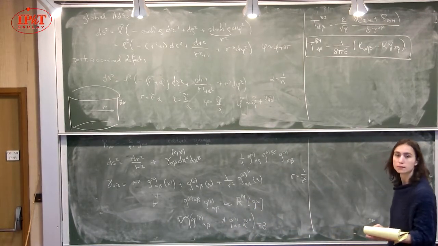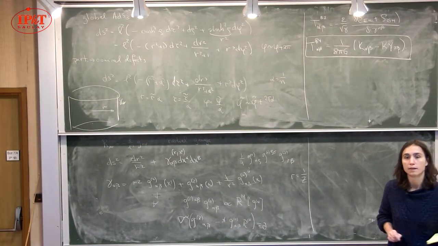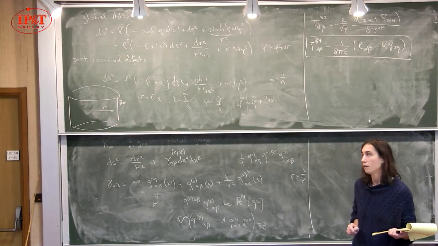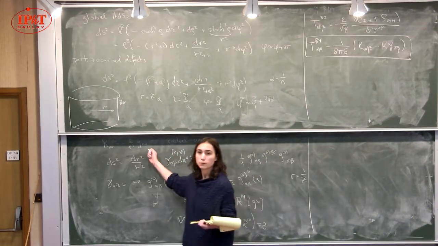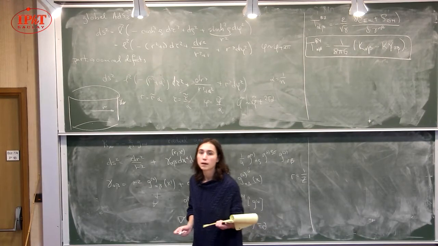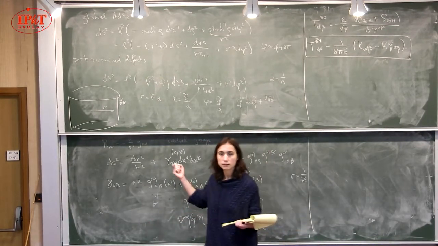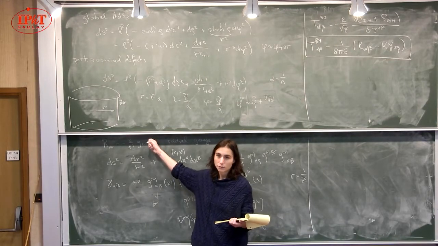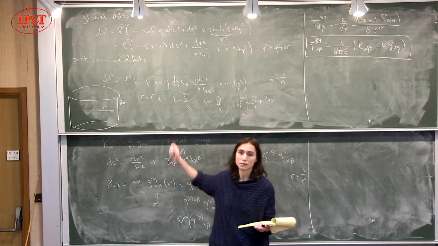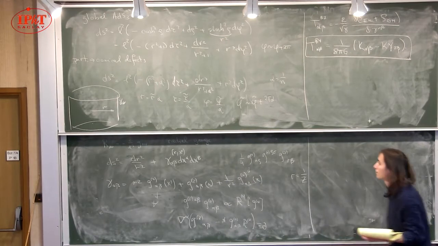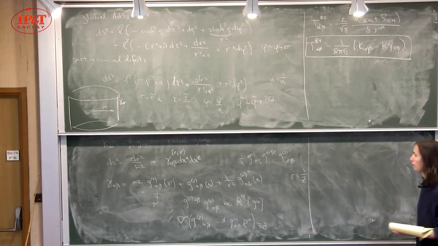If you have matter as well, do you still have this one? Well, then you're not solving this anymore. If you have very low mass scalars, they might be important near the boundary. But usually, yeah.